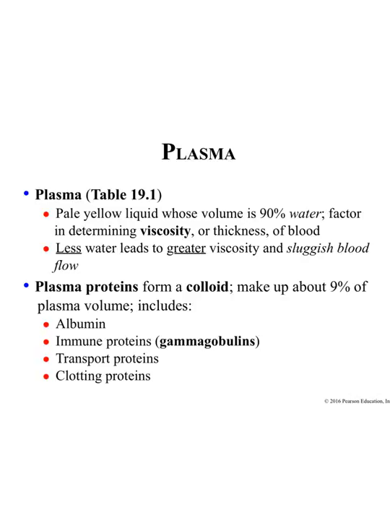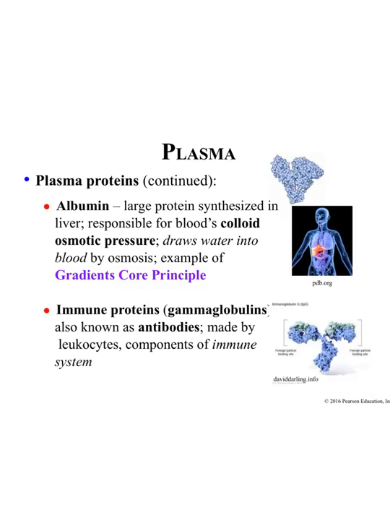Plasma proteins, we call it colloid, make up about 9% of the plasma volume. Of the several different plasma proteins we have, albumin definitely makes up the majority. We have immunoglobulins or immune proteins, which we also call gamma globulins, transport proteins like protein carriers or lipid carriers, and clotting proteins that, of course, are going to be part of stopping bleeding.